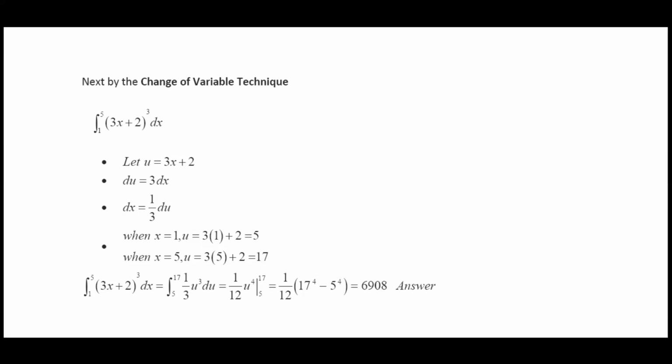But here's where the change comes in. We're going to say, since u is 3x plus 2, when x is 1, u is 3 times 1 plus 2, or 5. That's your lower limit. And when x is 5, u is 3 times 5 is 15 plus 2, or 17. That's your upper limit. And we're going to integrate this thing, which is 1/12 u to the 4th over 4, from 5 to 17, and then we're going to put 17 in for u and 5 in for u and do the arithmetic. And of course, we get the same answer.